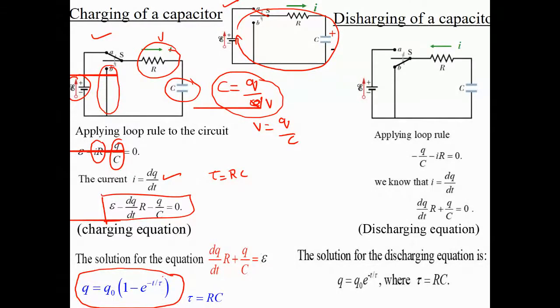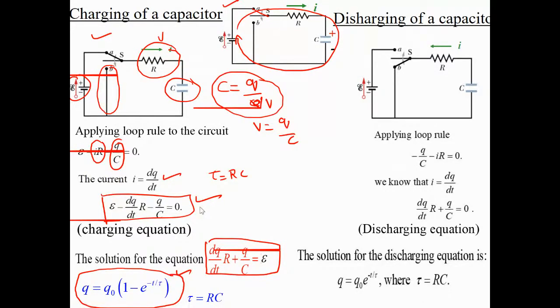So the main thing here, we have to apply only the voltage rule, because whenever the circuit is closed, only then do you apply the loop rule. And the most important thing is the solution for this equation, which is this one. And how did we get this equation? We got it by applying the voltage rule.